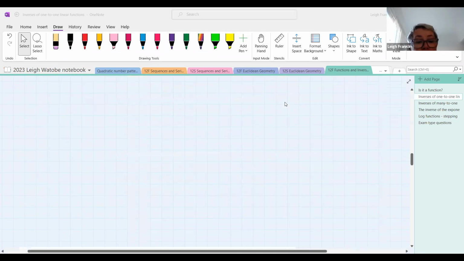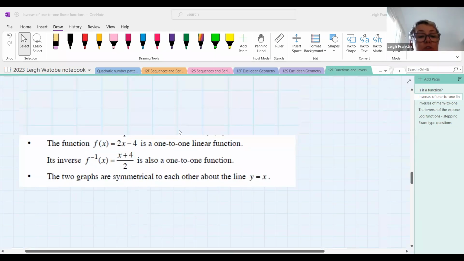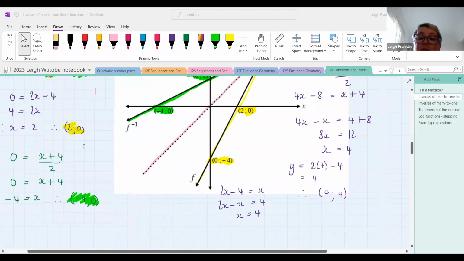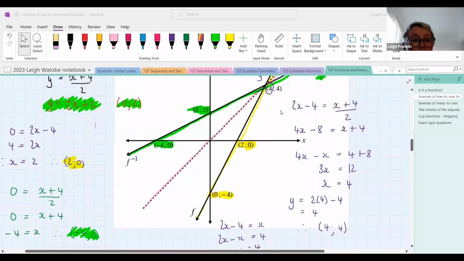All right, brilliant. So now that we've said all of that, I've discussed that with you. Okay, just a few points to note. So the function f of x equals 2x minus 4 is a one-to-one linear function. Its inverse is also a one-to-one function, and the two graphs are symmetrical to each other about the line y equals x. And certainly when we look at it like that, we can see that they are symmetrical to one another. Okay, so the yellow line has been reflected over the pink line to give the green one. Okay, so they are mirror images of one another over the line y equals x. Okay, yeah, take screenshots, always a good idea.